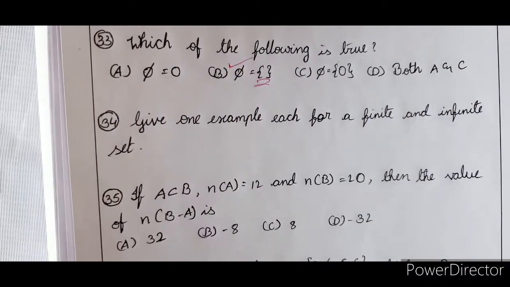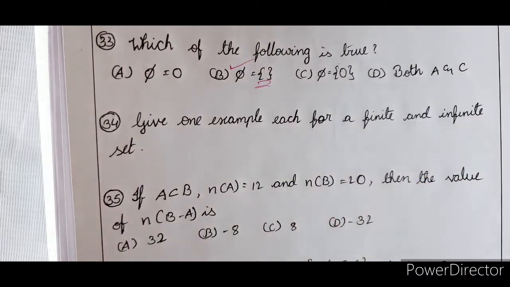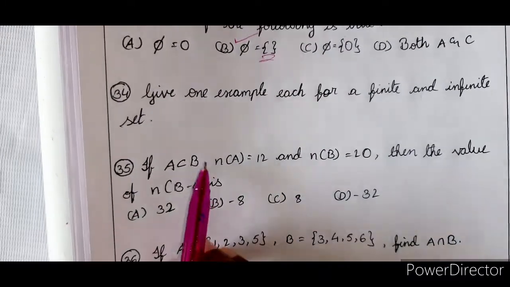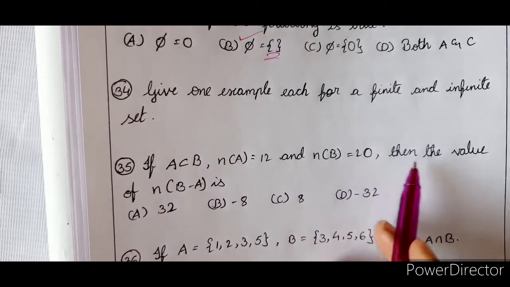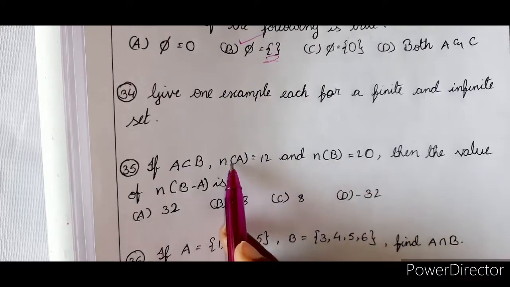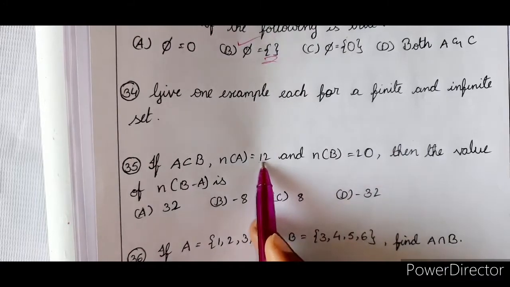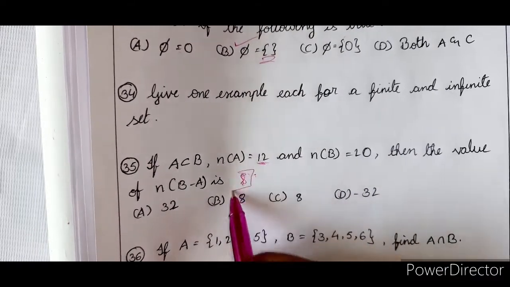Give an example for a finite and an infinite set: one is the set of natural numbers, and the other is the set of natural numbers less than 10. Your wish, you can give your own example. A is a proper subset of B and n(A) is equal to 12 and n(B) is equal to 20. Then the value of n(B minus A): from B you are removing A, and A is a proper subset of B. That means 12 elements are removed totally. So it is 8.